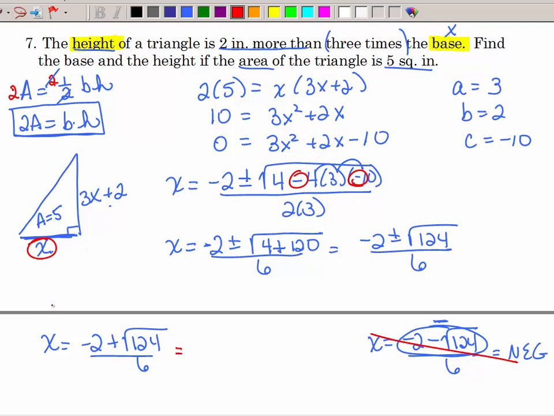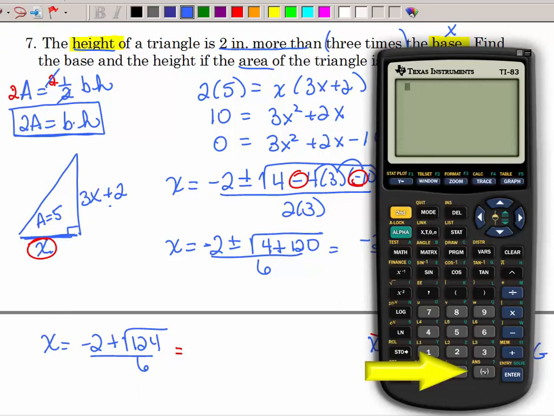So let's go to the calculator and punch this in. When I punch in negative 2, I have to use that symbol, so negative 2 plus the square root, which means I have to do my second button because my square root symbol is above my key, 124. And I'm going to punch equals because again, if I divide by 6, that's going to be too soon. It's not going to be the right answer. Now divide by 6. So I get about 1.52.